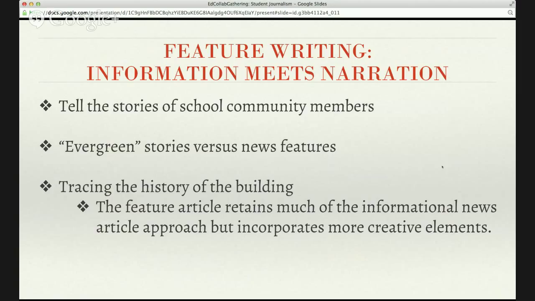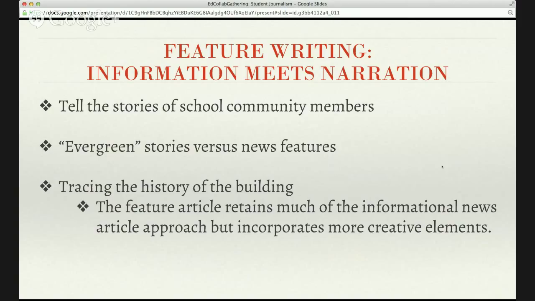So that's one way you can do it, is you can write profiles of people and tell their story. Another thing you can do is write evergreen stories. Evergreen features are features that are interesting no matter what's going on in the news. So let's say you want to do a feature on how students are using Facebook at home and how much they use it as opposed to how much they do their homework. Well, that's going to be relevant at any time during the year. It doesn't matter what's going on in the news at the time. So you can always kind of set up students to write stories about interesting topics that aren't necessarily timely, and tell those stories. The other thing you can do is have them work on features that involve the history of the school.